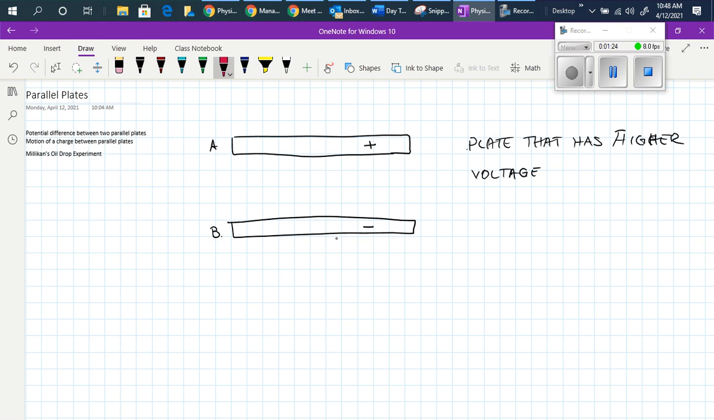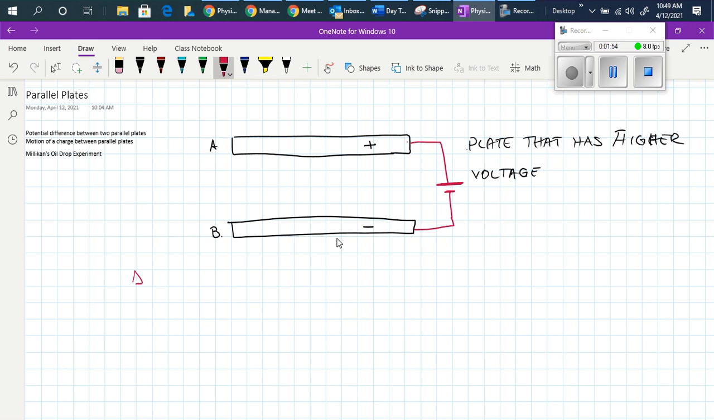When we are connecting it with a power source, the way that we represent it is with those two lines, where one is higher or longer than the other, and that means that this is the plate that is connected to a higher voltage than the other plate.